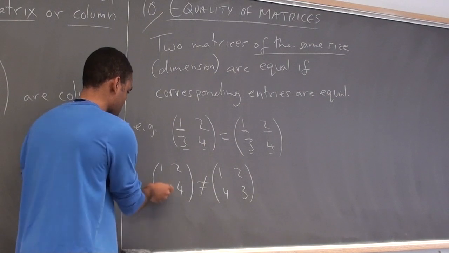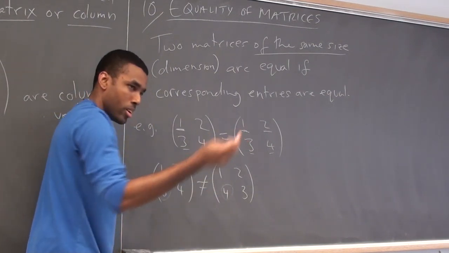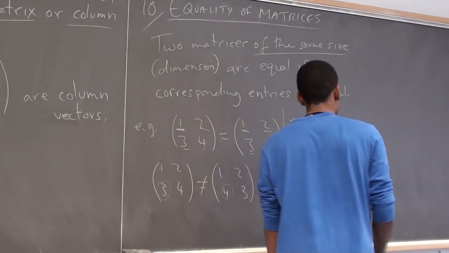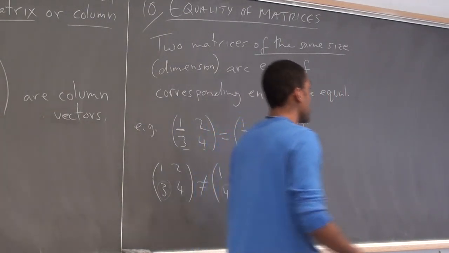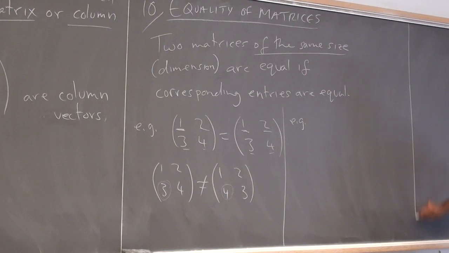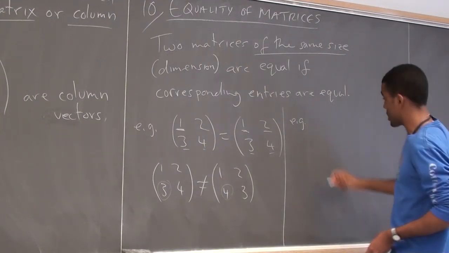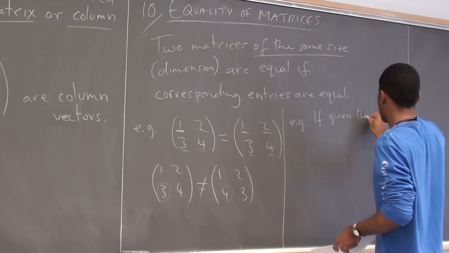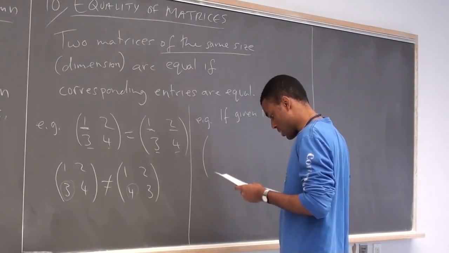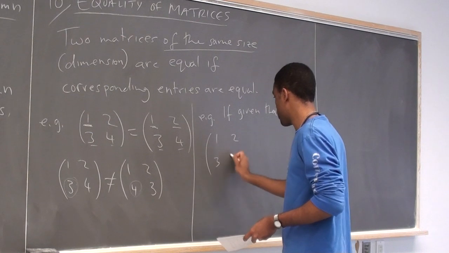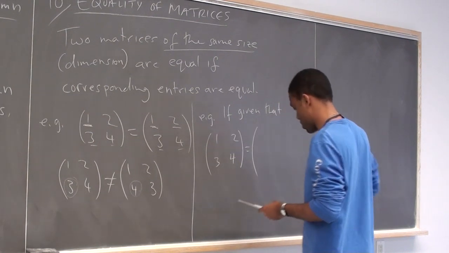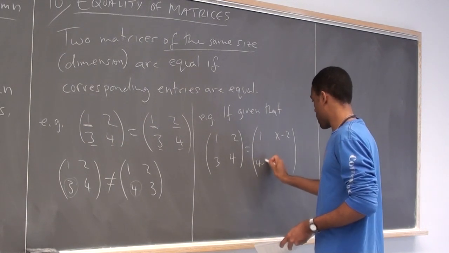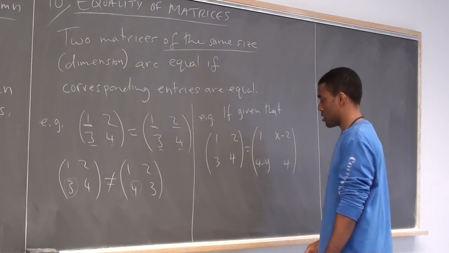And that's obviously not true, because there's a 3 here, there's a 4 here. So that's obvious, but there are going to be times when we're going to want to solve equations with matrices, and that's where knowing about equality comes into play. So for example, if you're given that 1, 2, 3, 4 is equal to 1, x minus 2, 4 minus y, 4.